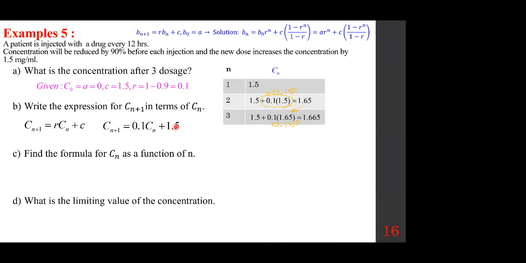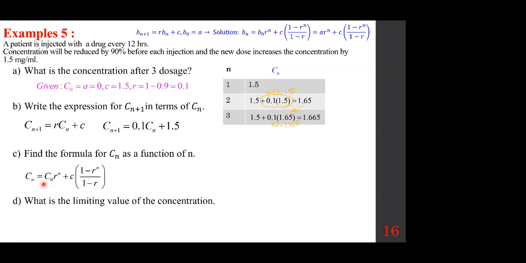Part C. We want to find the formula for C sub n. So we go to this formula, and first and foremost, we change the lowercase b to capital C. Look at this formula. Write this formula, everybody. So C sub 0, instead of A, R to the power of n, lowercase c, everything stays the same. So B sub n is changing to capital C sub n, B sub 0. You can change it to A if you want, but it's better to stick with C sub 0.